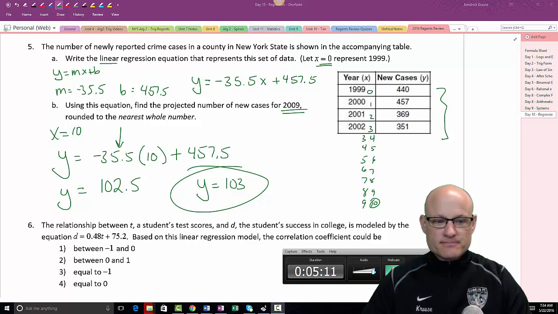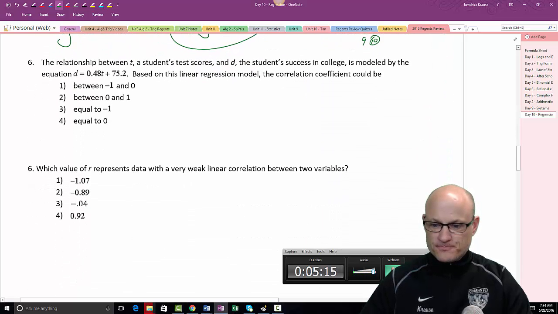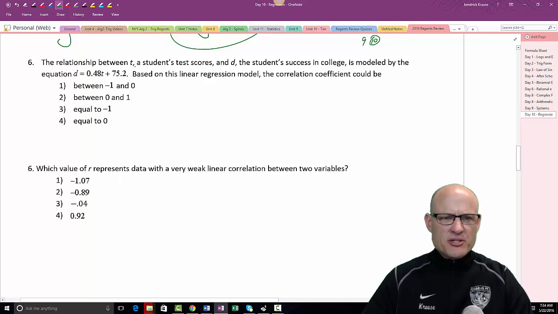All right, I'll be back. Well, we'll do one more. Maybe we'll do two more. The relationship between T, a student's test score, and D, the student's success in college, is modeled by this equation.